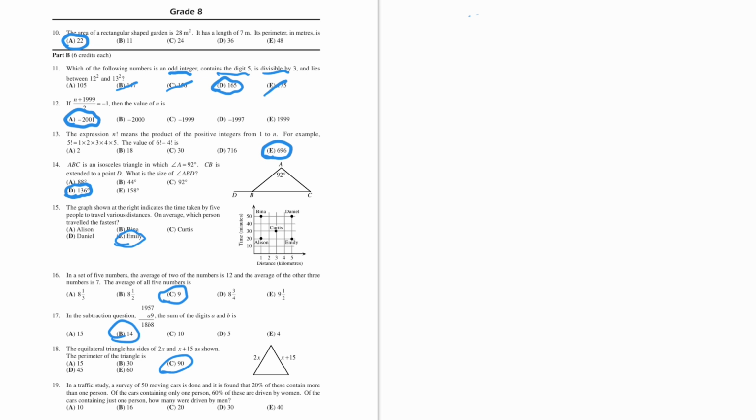Number 19. In a traffic study, a survey of 50 moving cars is done, and it is found that 20% of these contain more than one person. Of the cars containing only one person, 60% are driven by women. Of the cars containing just one person, how many were driven by men? Total survey is 50 moving cars. 20% of these contain more than one person. So the ones containing one person are 1 minus 20%, that's 80%.